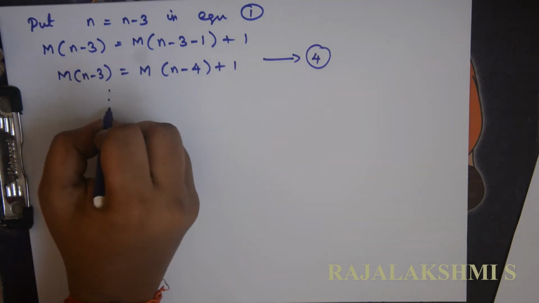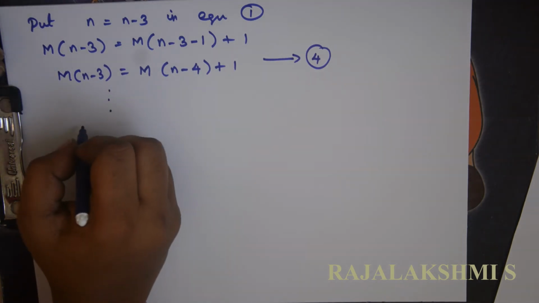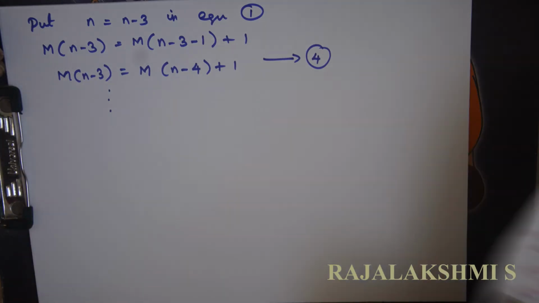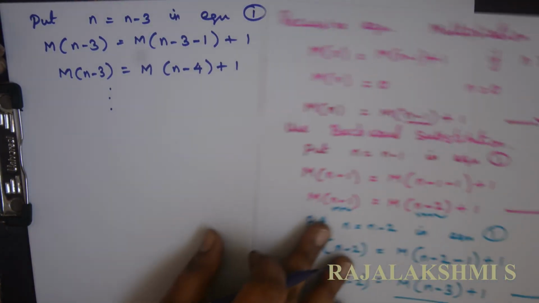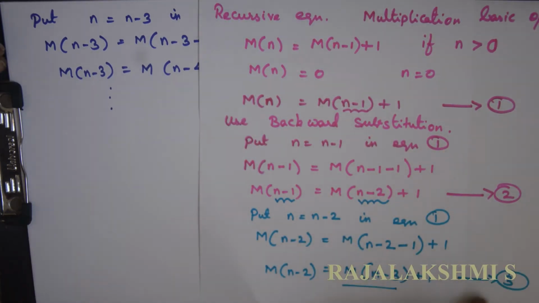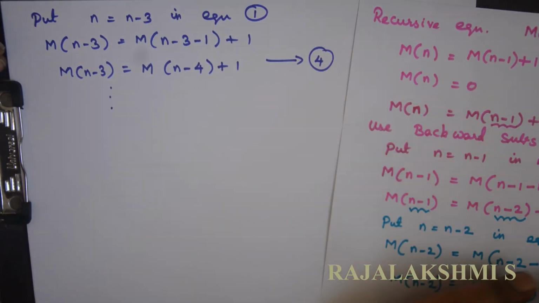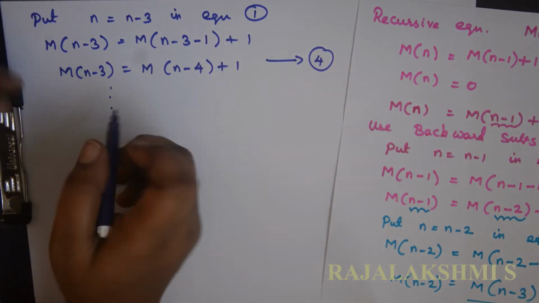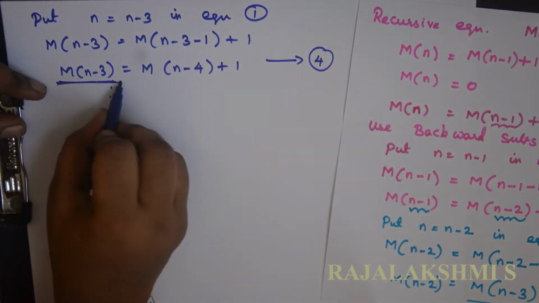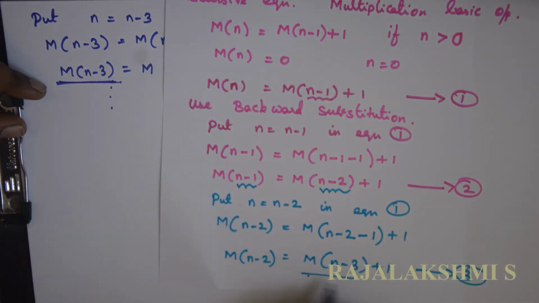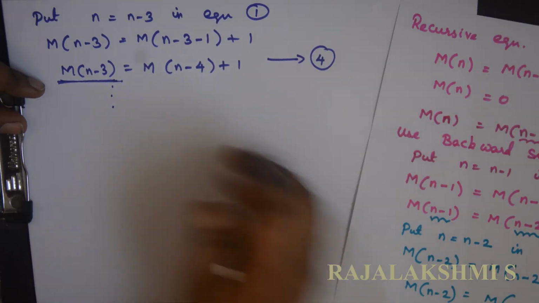Before writing the generic term, let me do a backward substitution. Now look, we are having so many equations, that is 1, 2, 3, 4 equations. Now we will do backward substitution. Find the equation which needs M(n-3). M(n-3) is needed in equation number 3. So we have to do backward substitution.